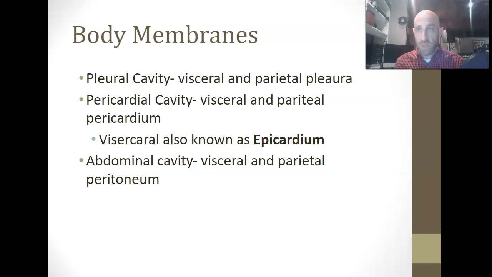So the way you name these membranes is simply you take the type of membrane. Is it the visceral membrane on the organ? Or is it the parietal membrane on the walls of the cavity? And then you're going to add the name of the cavity itself after that. So if it's the heart, it's the pericardial cavity. If it's the lungs, it's the pleural cavity. And if it's the abdominal organs, it would be the peritoneal cavity. And I believe that is it.